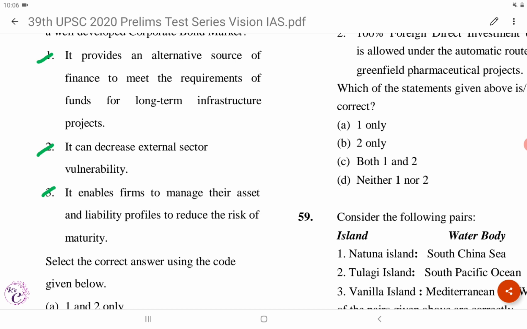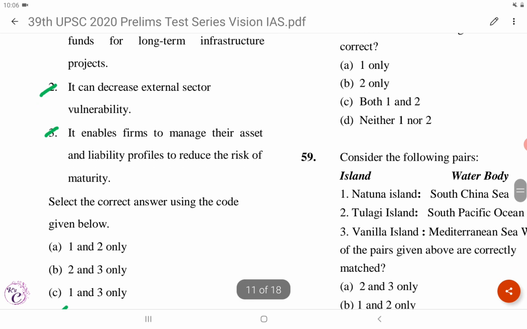In India, while the banks still command a sizable presence in the economy, the corporate sector is taking recourse to the overseas markets for raising equity, debt, and loans. An underdeveloped corporate bond market can encourage this trend, thereby increasing the external sector vulnerability. Therefore, a well-developed corporate bond market would reduce external sector vulnerability. Hence, all the statements are correct.